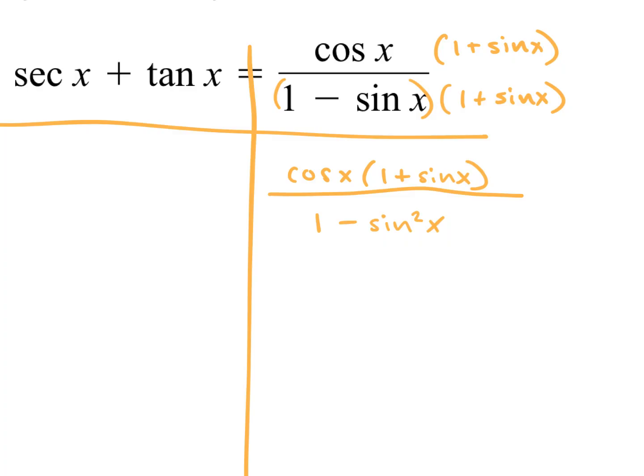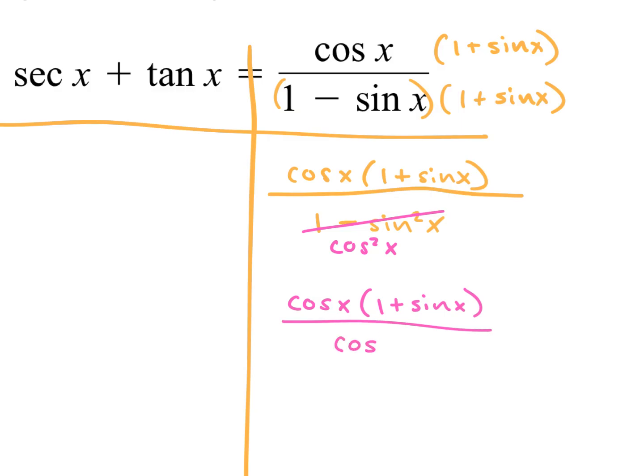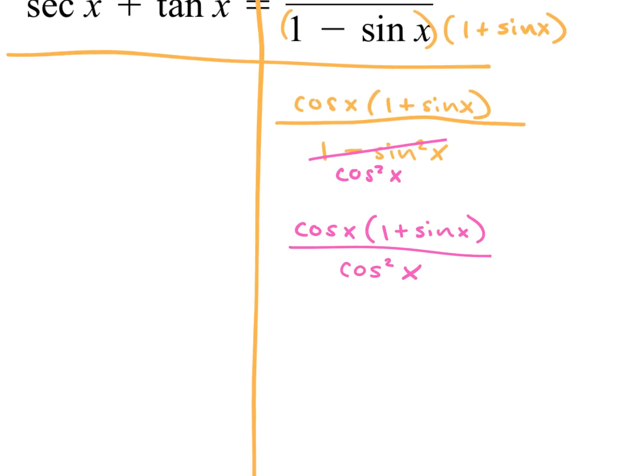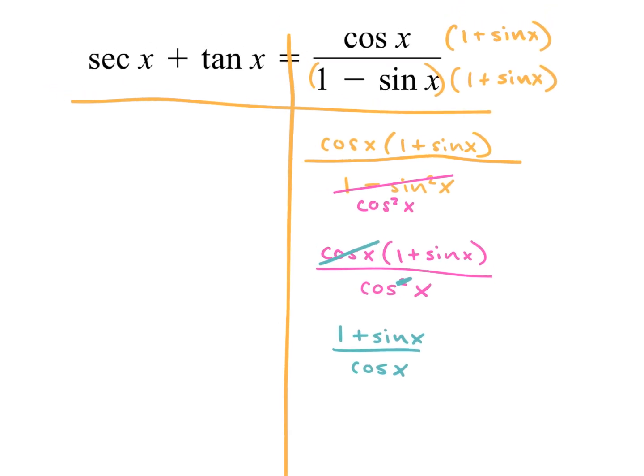Now what can we do? We can change the 1 minus sine squared to cosine squared. So we have cosine times 1 plus sine over cosine squared. Any other ideas? We can cancel out a cosine on the top with one of the cosines on the bottom. Since that cosine is being multiplied to everything on the top, we can cancel it. So we have 1 plus sine over cosine. So we did some good job simplifying.